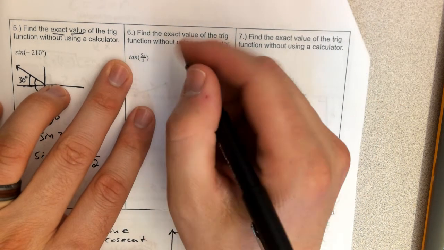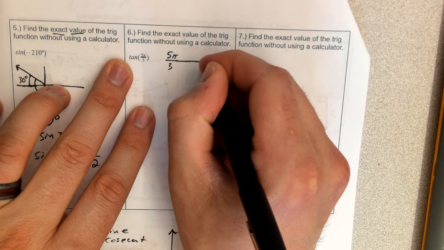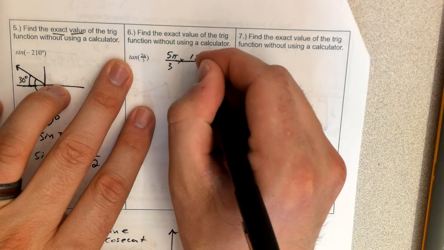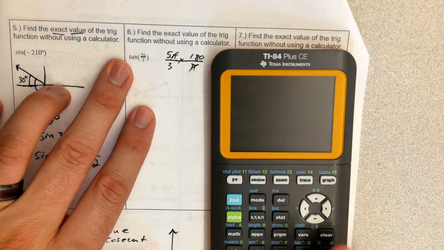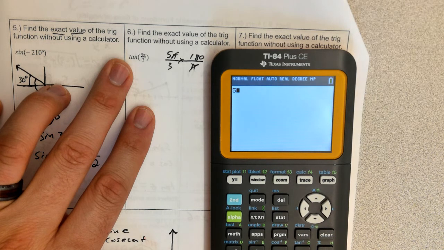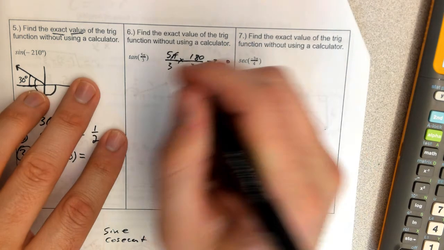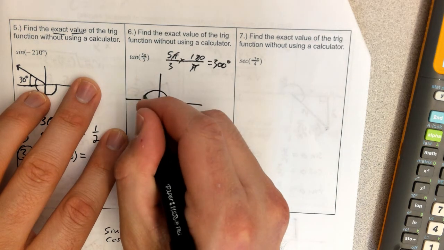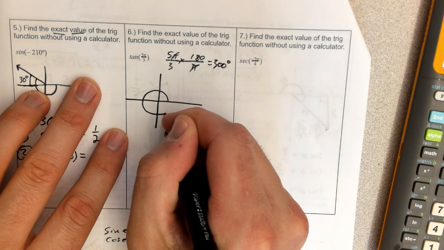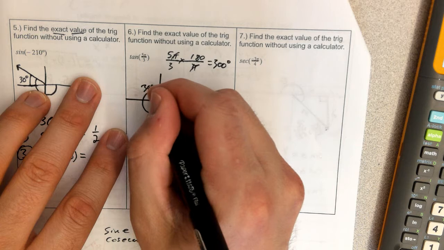Tangent of 5 pi over 3. Most students think better in degrees, so we'll convert this real quick to degrees. Times this by 180 over pi. 5 times 180 divided by 3 is 300. This is 300 degrees. Okay, so I'm going to sketch that out so I can find the reference angle. So 90, 180, 270, 300 is an extra 30 degrees there. Okay, so that's what 300 looks like.